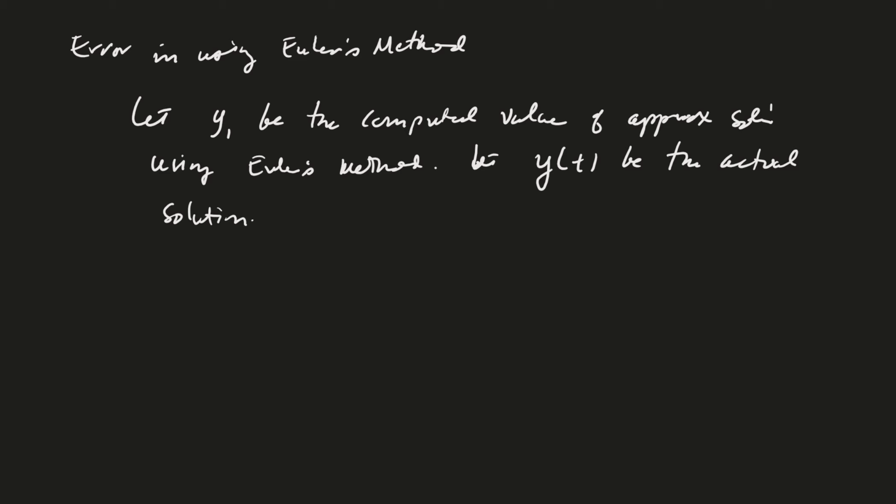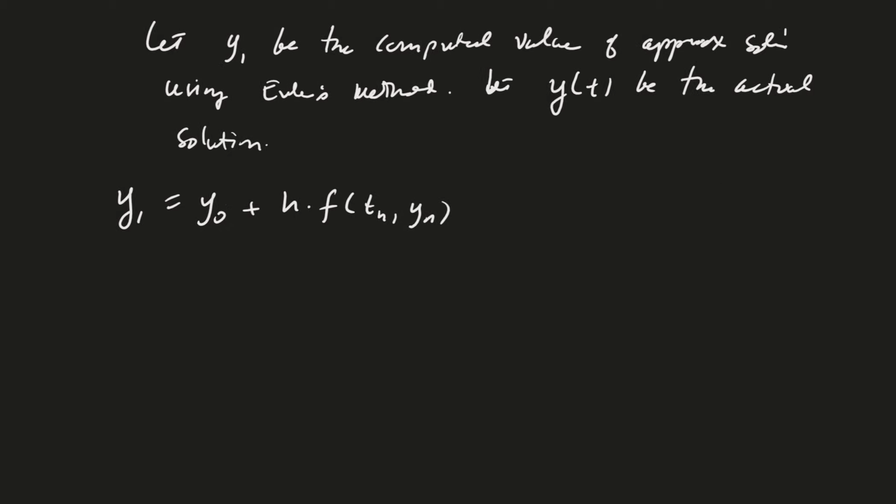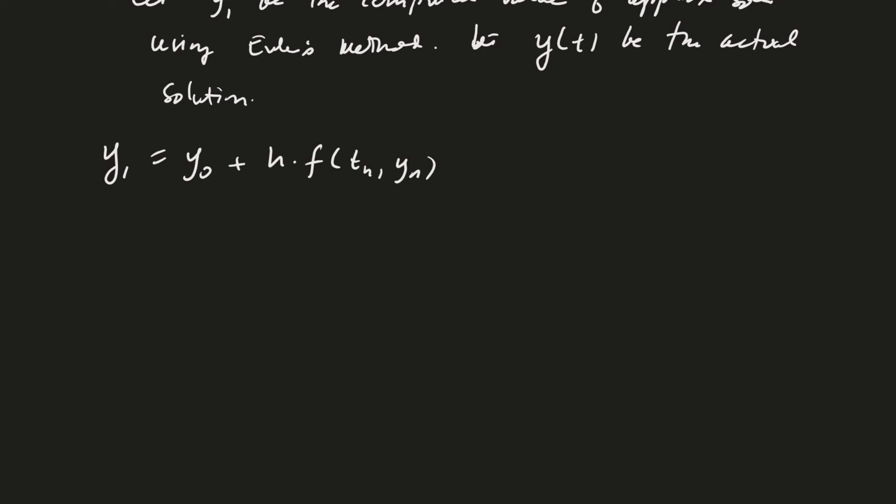Okay, so then for example, we know that y1 is y0 plus h times f of tn yn, right? By the way, where did the f come from? That is our differential equation, right?